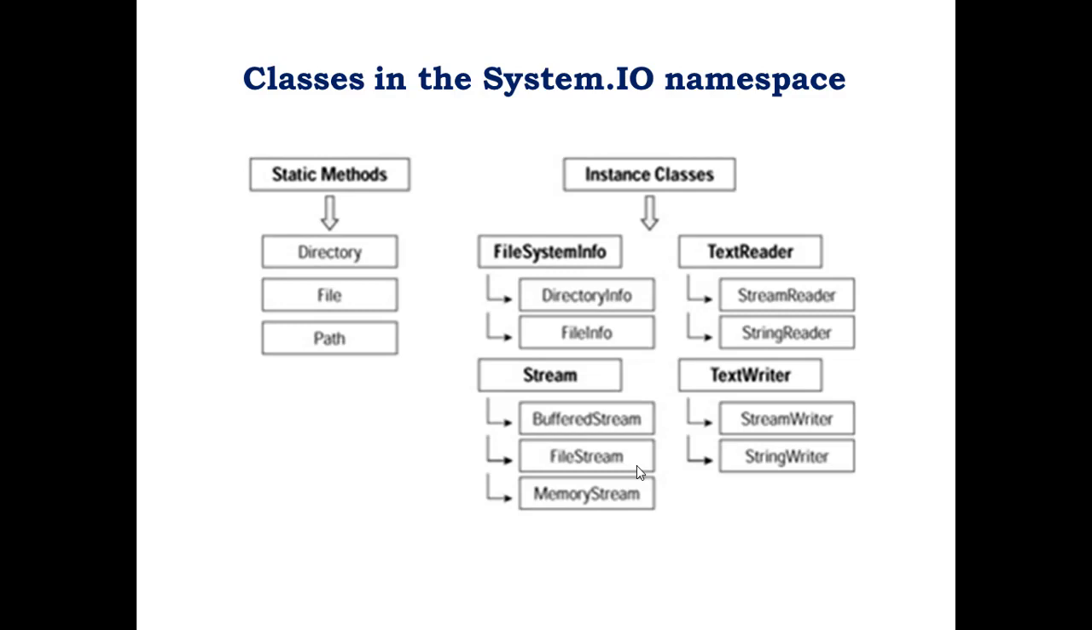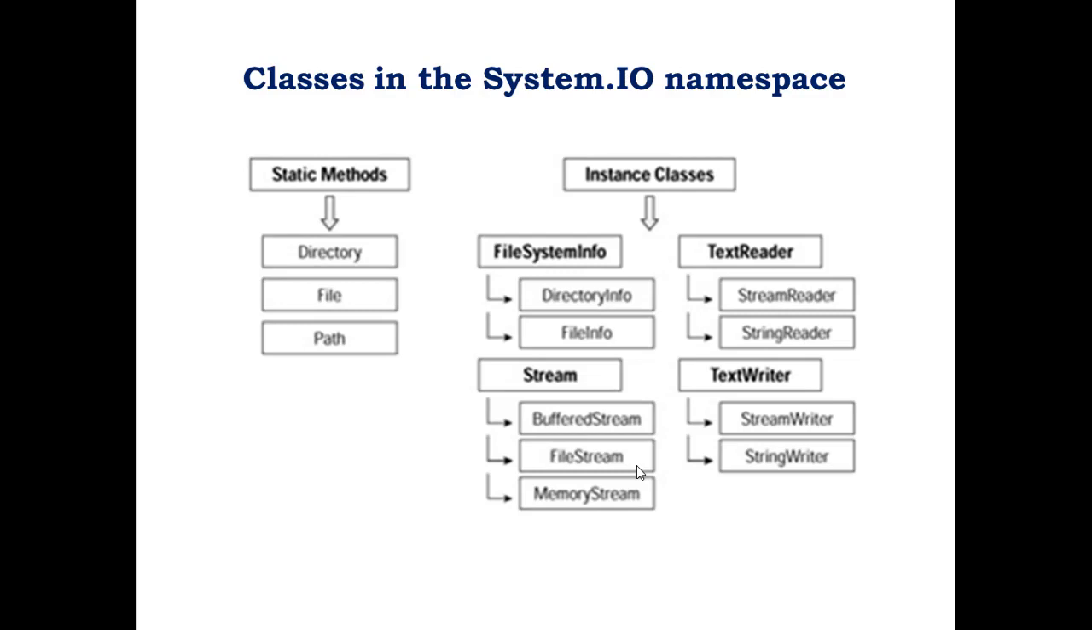The instance classes are: file system info, text reader, stream, and text writer. All of these classes have many properties and functions. File system info has 2 subclassifications: one is directory info, another is file info. Text reader is classified into 2 categories: one is stream reader, another is string reader.